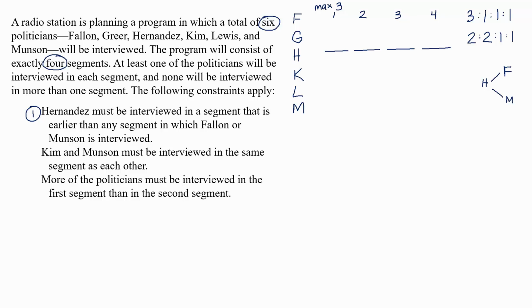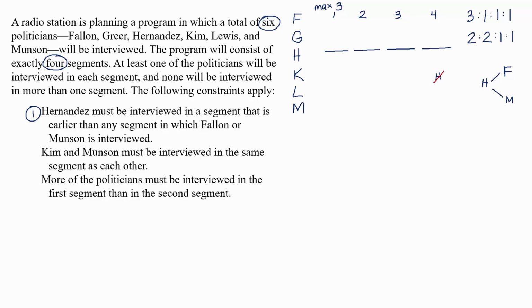It's important to note that we don't know how Munson and Fallon relate to each other. Munson and Fallon could be on the same day, or they could be on separate days, with either Munson earlier than Fallon or Fallon earlier than Munson. Even with these uncertainties, we can start making deductions right away. So think, who can't be in the 4th segment based on this rule? Hernandez can't be in the 4th segment, since Hernandez has to be in an earlier segment than at least 2 people.